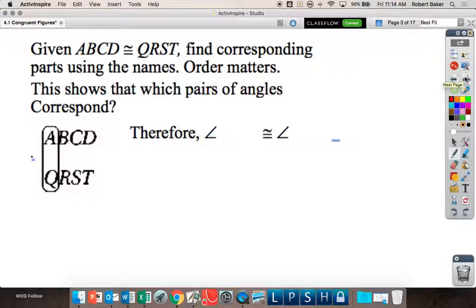So in this scenario right here, they already give us a congruency statement. They say that shape ABCD is congruent to shape QRST. Now we have to identify all their corresponding parts. And that word should be familiar from transversals, right? Corresponding. Everyone's favorite angle pair. But what does corresponding mean today?